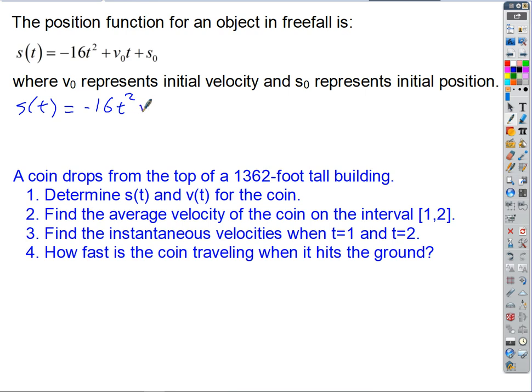1,362 feet, the height of the building. There you go. So there's my position function. Okay, what is my velocity function?